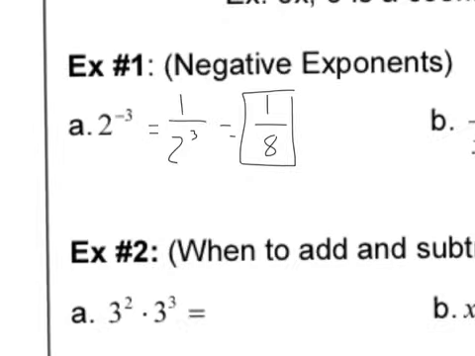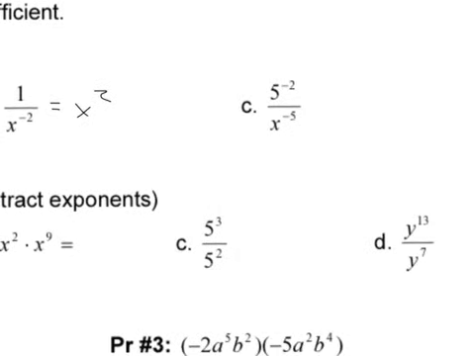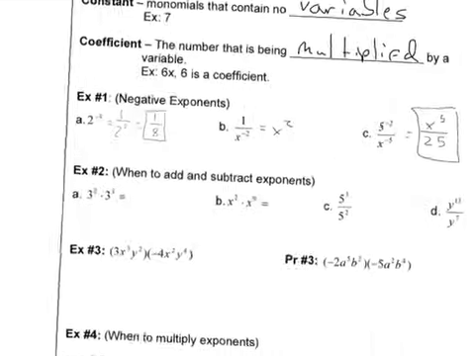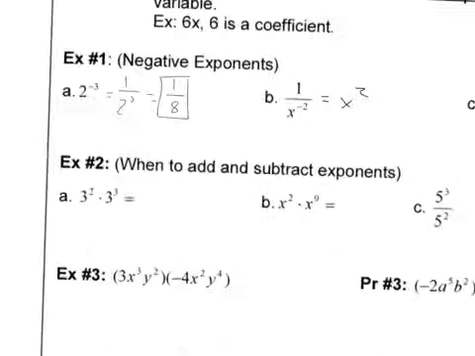That's all these mean. So what do you think it means if it's on the bottom? Well, it just means we move it to the top. So this is just the same as x squared. That's it. And once you do this one on your own real quick, I'll put the answer up here. Hopefully you get it. You should have that it's x to the 5th over 5 squared, which is 25.